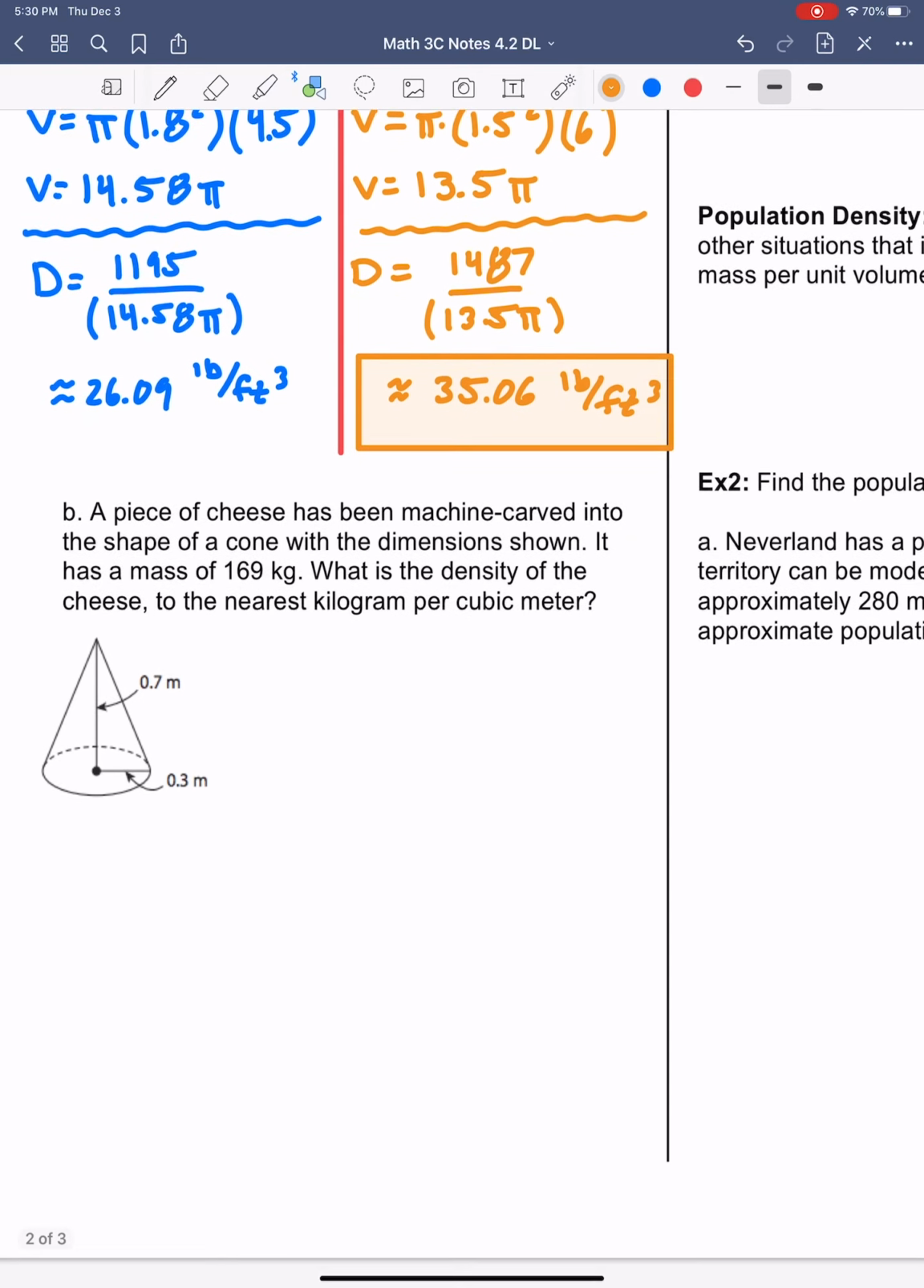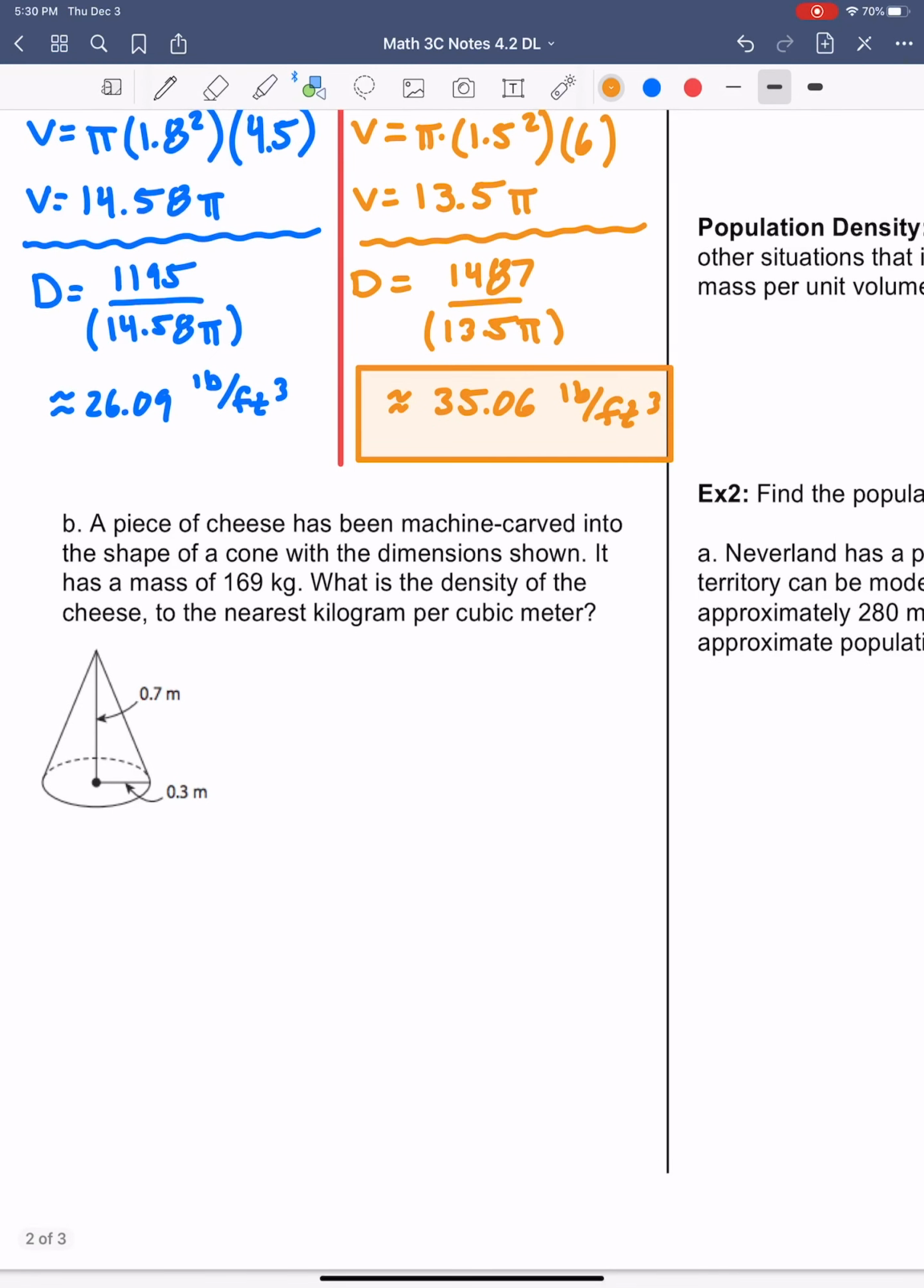All right, moving to letter B, same idea. So we're going to use the same formula. This time we are dealing with a cone. It says a piece of cheese has been machine carved into the shape of a cone. All right, so we got a cone with the dimensions shown. It has a mass of 169 kilograms. What is the density of the cheese to the nearest kilogram per cubic meter?